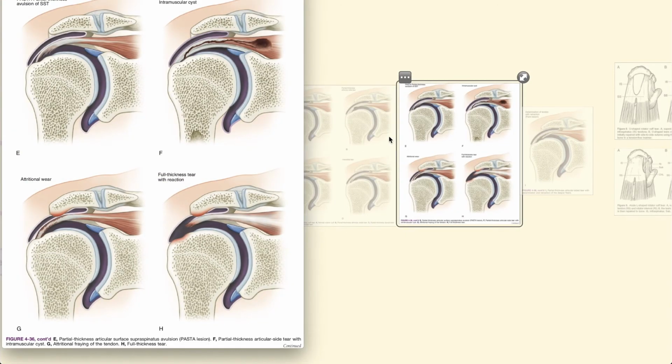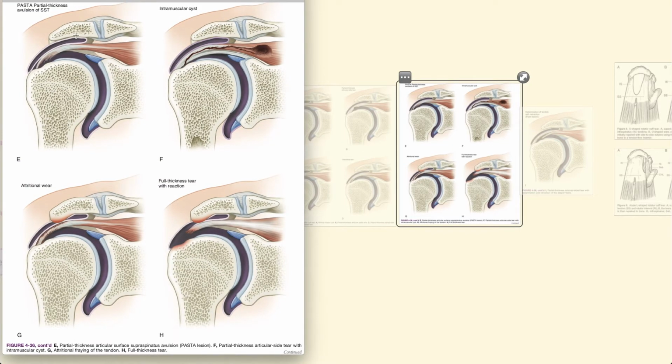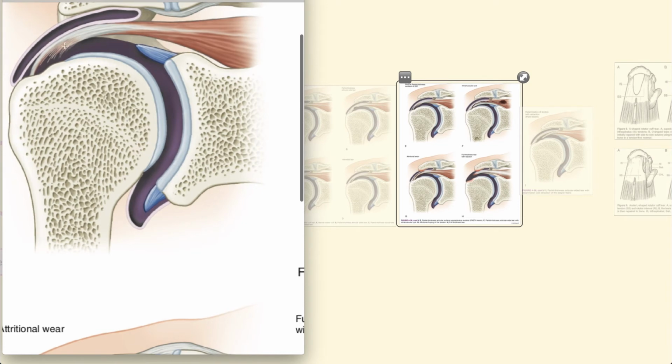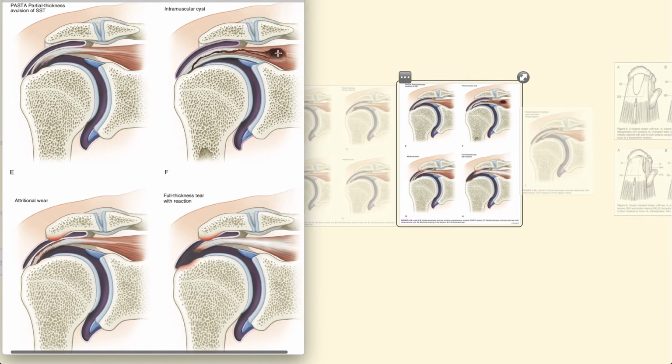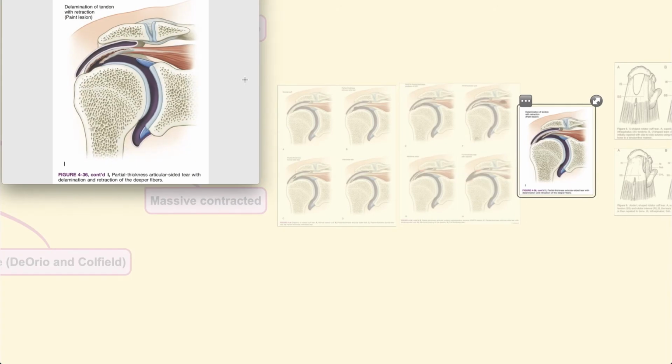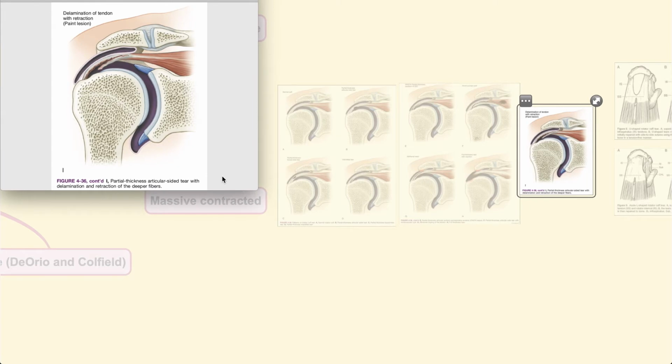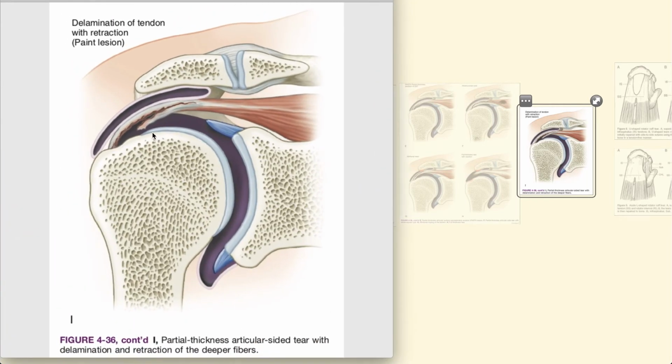Other patterns of tear include the PASTA, or the partial thickness avulsion of the supraspinatus tendon. It could also be an attritional wear due to abrasion to these structures. It could also be a full thickness tear with retraction, or intramuscular cysts could even form within the tendon substance. This is the last pattern. You could see that there could be a partial thickness articular sided tear with delamination and retraction of the fibers that is situated at the deeper areas of the tendon, also known as the PAINT lesion.